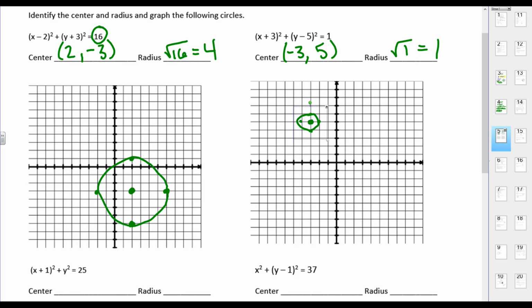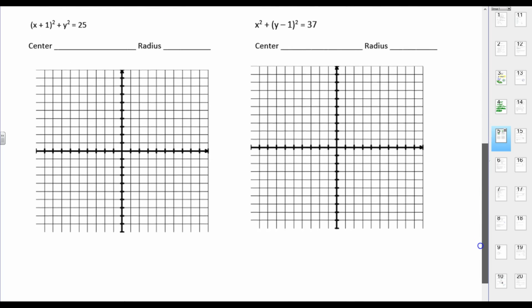And then we just connect those 4 points. That was bad. I'm sorry, guys. Let me try that again, shall I? Let's connect those 4 points slightly better than before. That's a little bit better. And that's my circle. So let's do another one.